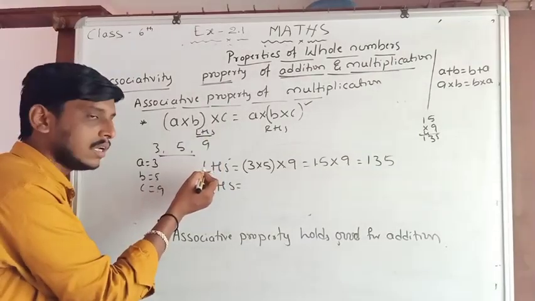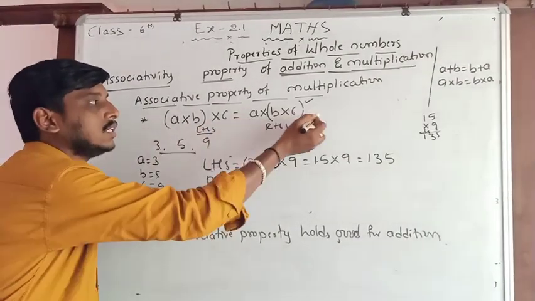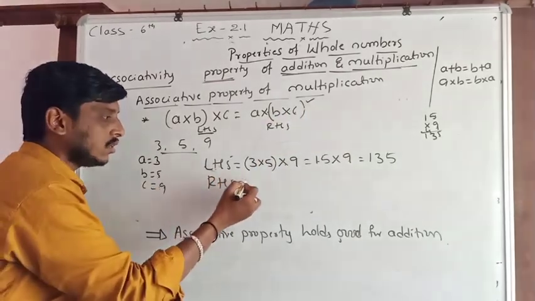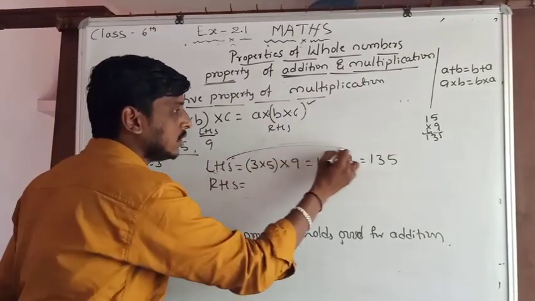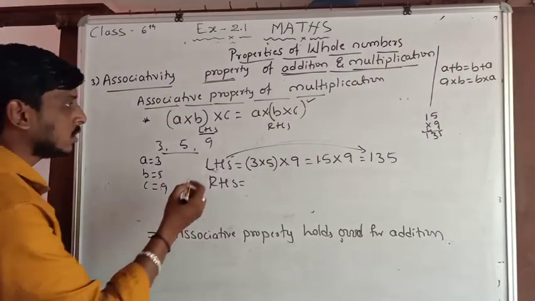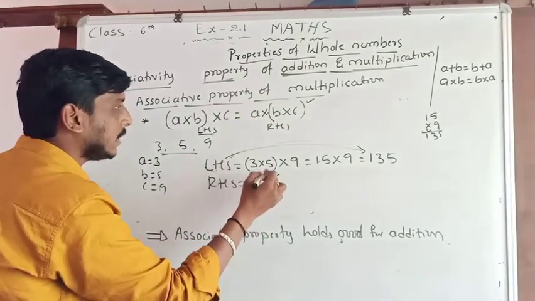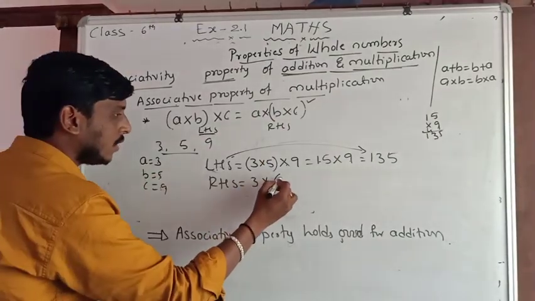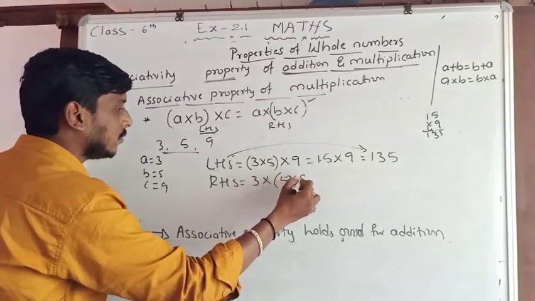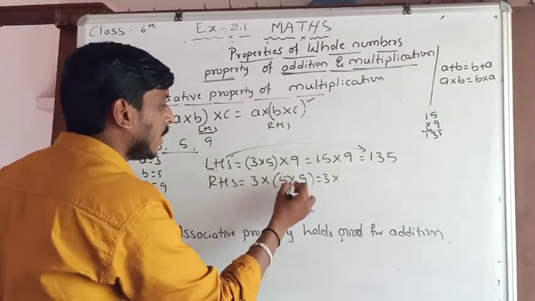What is meant by LHS? Left hand side. This side is called left hand side, this side is called right hand side. So LHS value, how much did you get? 135. And the RHS value: first you write a value 3, into, bracket, b value 5 and c value 9.